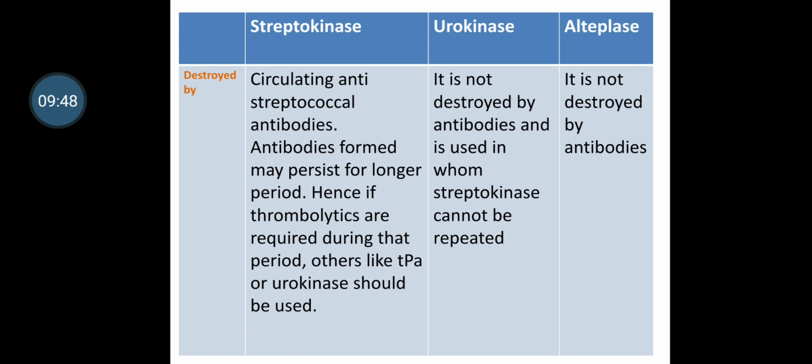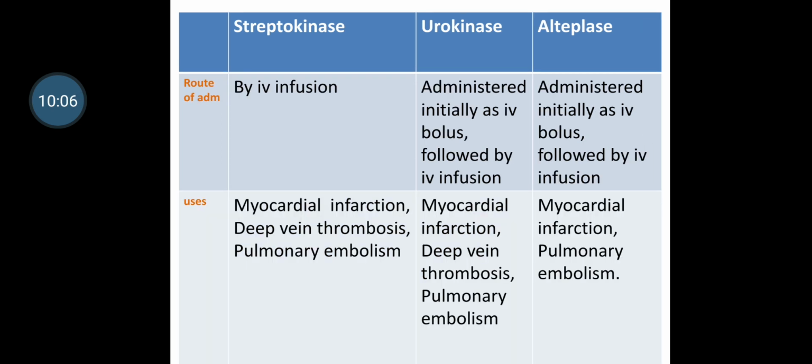Hence, if thrombolytics are required during that period, we should think about alternate fibrinolytics like urokinase or Altiplase. Urokinase and Altiplase are not destroyed by the antibodies. Then next we can move to route of administration. Streptokinase we can administer by IV infusion. Urokinase and Altiplase are administered initially as an IV bolus, followed by IV infusion. So this is regarding the way of administration.